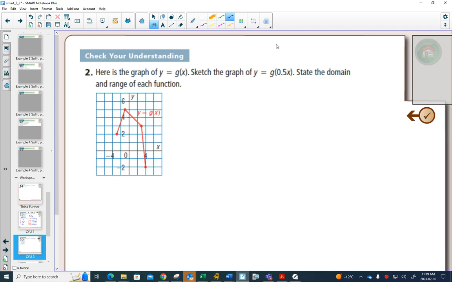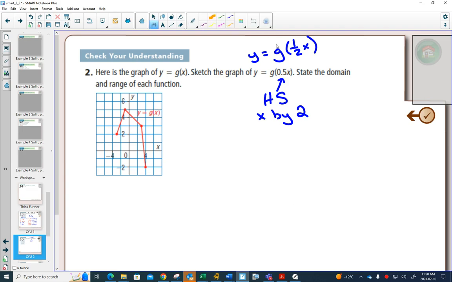So here's the graph of g of x. We see this 0.5. We can think about it as a fraction as well. That might be easier. This is going to be inside the function, so it's horizontal. Will it be a stretch or a compression? We will call this a stretch because we are multiplying by something bigger than 1. It's a horizontal stretch because we're going to multiply our x values by 2.